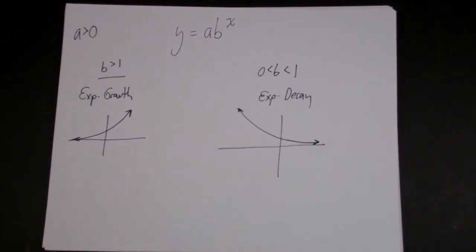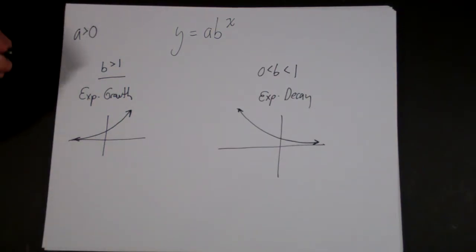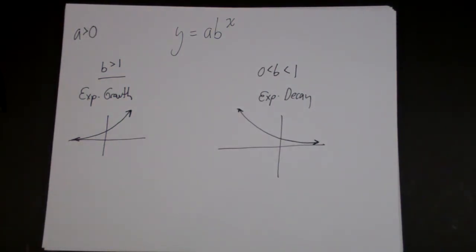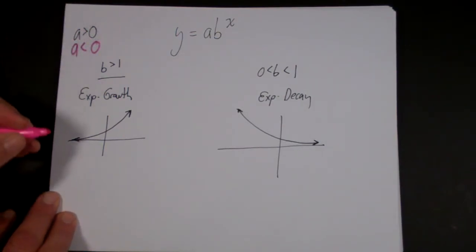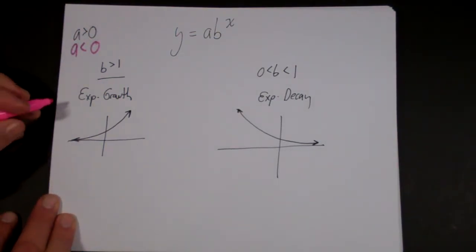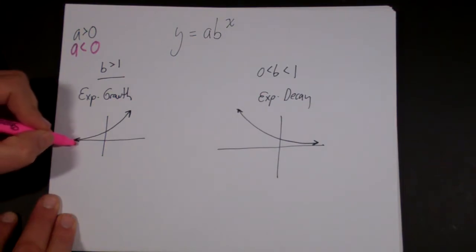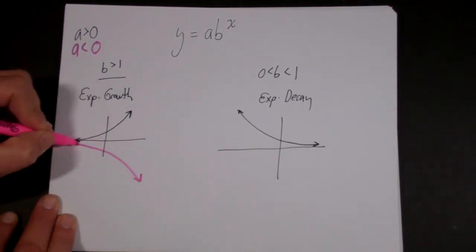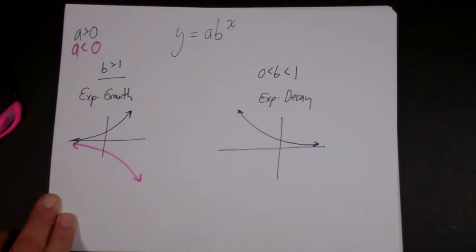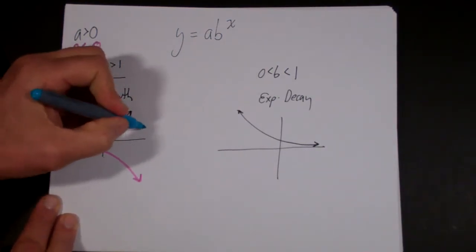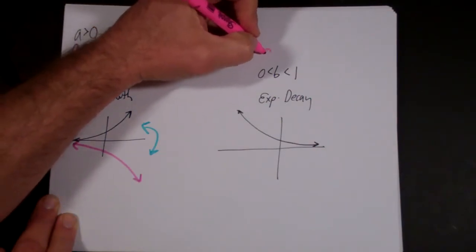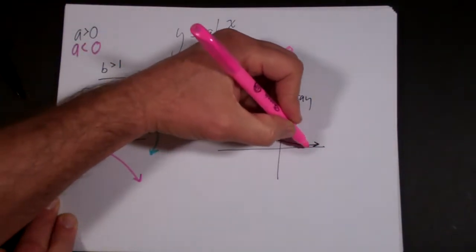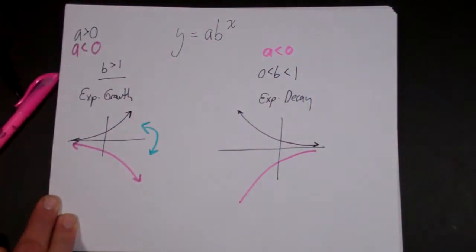So let's think what would happen if a was negative. If a was less than 0, then what you would have is the function flipped. So the function would basically flip over the x-axis like this. And if a was less than 0 here, it would flip over the function like this.